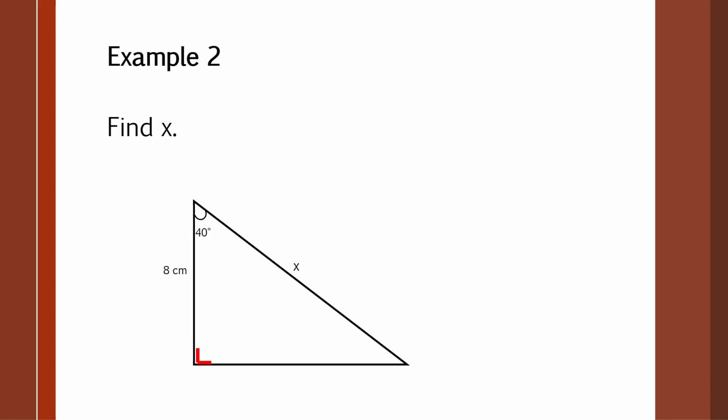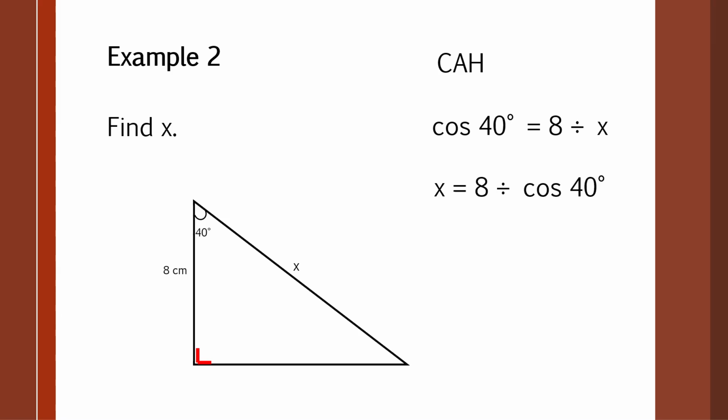Let's look at another example. We need to find x. The angle is 40 degrees, the adjacent side is 8 centimeters, and x is the hypotenuse. So, we use CAH. Cosine 40 degrees equals 8 divided by x. Rearranging the equation, x equals 8 divided by cosine 40 degrees. Using a calculator, x is approximately 10.44 centimeters.